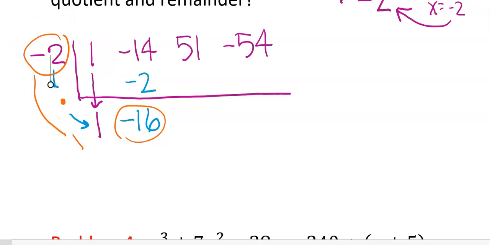Okay, keep it orange. What is -2 times -16? 32. And then what do we do with these? I should have put a plus here. We add them, right? 51 plus 32 is 83. Wait, what? Negative 2 times negative 16 is 32. So you multiply them and then put them under the 51. If we had a negative 14 plus a negative 2, that is negative 16, because we're adding.